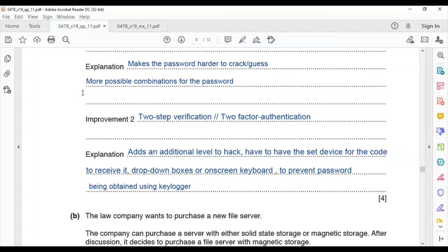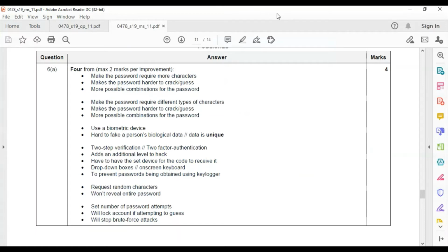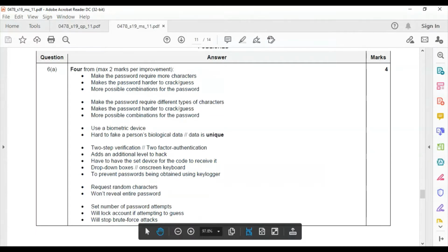Next, we can tell them to use two-step verification or two-factor authentication, which adds an additional level to hack, and they have to have the set device to receive the code. They can also use drop-down boxes or on-screen keyboards to prevent the data being obtained using a keylogger. Other possible answers are given here. You can pause the video to read it if you want.